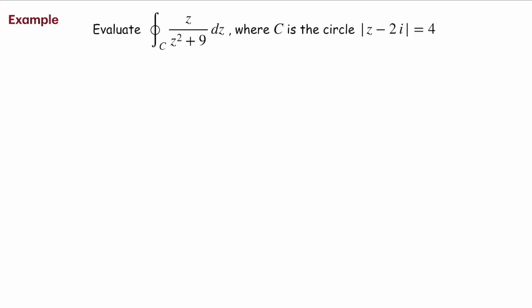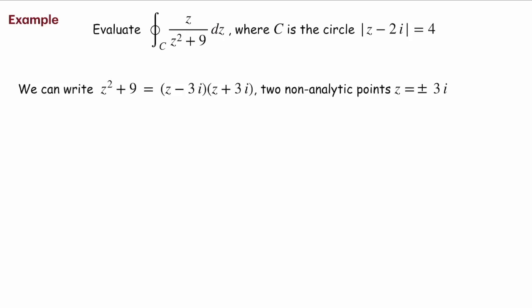Let's take the next example. Evaluate the integral over a closed contour C of z by z square plus 9 dz. The contour here is a circle mod z minus 2i is equal to 4. That means it is a circle of radius 4 centered around plus 2i. We write the denominator z square plus 9 as z minus 3i times z plus 3i. So we see that there are 2 points at which the function is not analytic, that is at z is equal to plus or minus 3i.